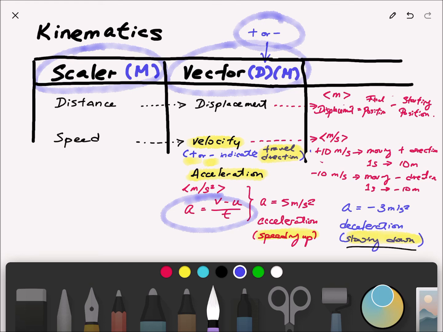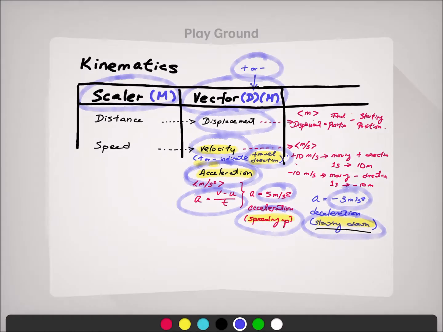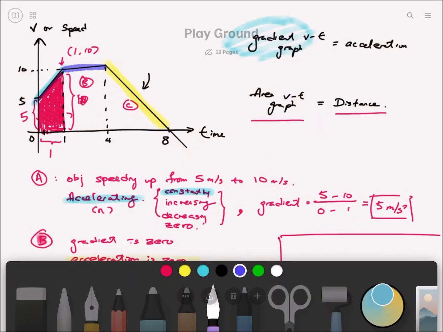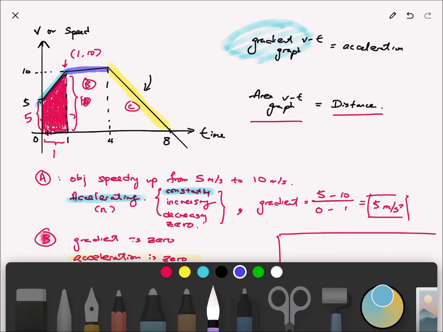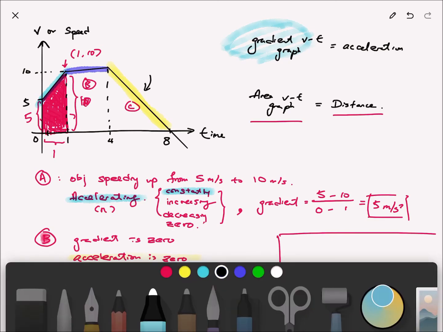Then we have introduced to you 3 new words: displacement, velocity, acceleration. In short, velocity, whether it is a plus or minus, shows you the travel direction. Acceleration, whether it is a plus or a minus, shows you whether an object is speeding up or slowing down. After that, I showed you what a VT graph, a velocity-time graph, is, and then I tried to teach you how to describe motion.